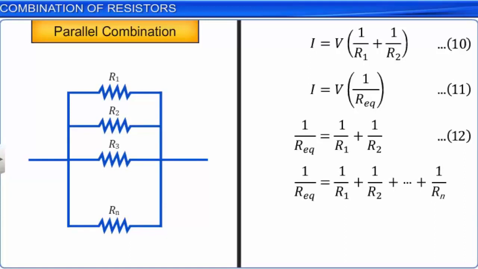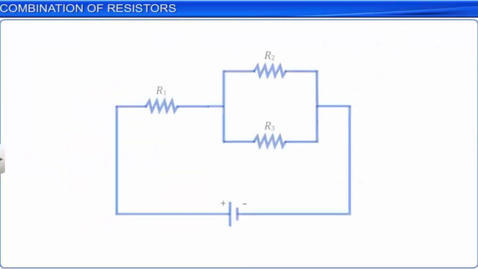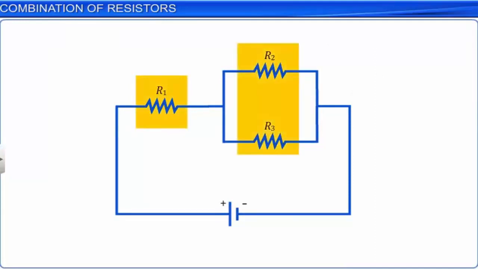Now let us consider a situation where some resistors are connected in series and some resistors are connected in parallel. The equivalent resistance of such a series and parallel combination is obtained as follows. In the circuit, three resistors of resistances R1, R2 and R3 respectively are connected in a mixed combination.